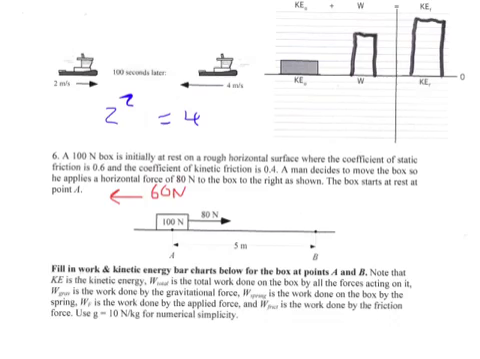You never do work against static friction, because it only applies when the object is not moving. If the object is not moving, you're not doing work. But you do need to make sure that you can, in fact, move the object. And since I can, then I just go to the kinetic friction, and I see that's 0.4. So the actual force of friction I'll be working against in this case is 40 newtons.